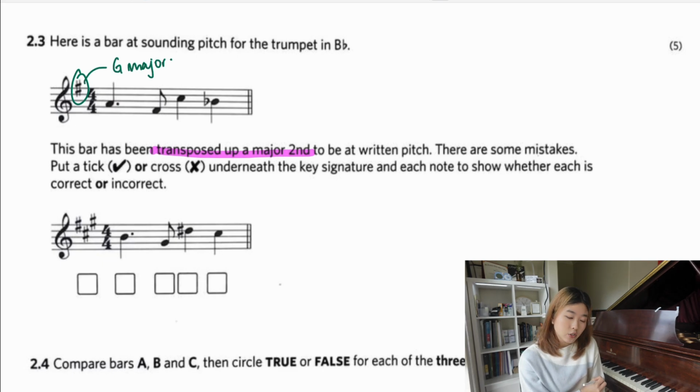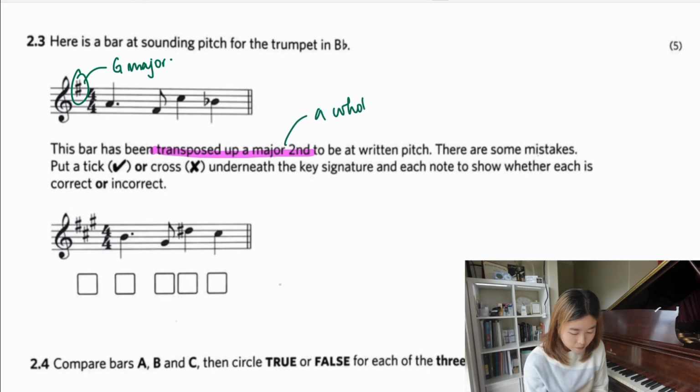One sharp is G major. A major second means a whole step. What is a whole step? For example, C to D, with one key in between, no matter if it's black or white. F to G is also a whole step, but if I go a major second up from E, a whole step up, you will land on F sharp.